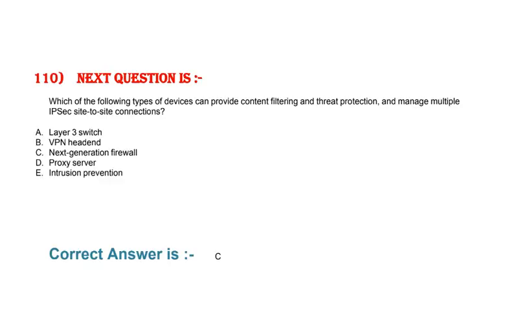Question is, which of the following types of devices can provide content filtering and threat protection and manage multiple IPsec site-to-site connections? Option A, layer 3 switch. Option B, VPN headend. Option C, next generation firewall. Option D, proxy server. Option E, intrusion prevention. Correct answer is option C.